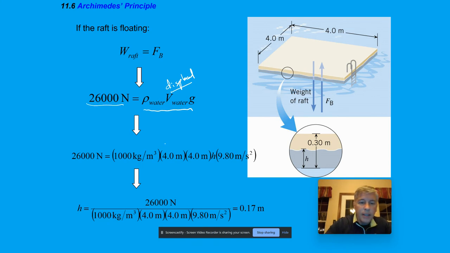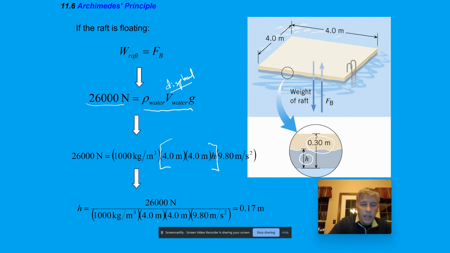So in this particular case, the volume of the displaced water is not going to be the 4 times 4 times 0.3. Instead, it's just going to be the 4 times 4 times the h here. So these two dimensions are there, and then we have a little h, and then multiply by gravity. And then the idea is we're going to solve for h.